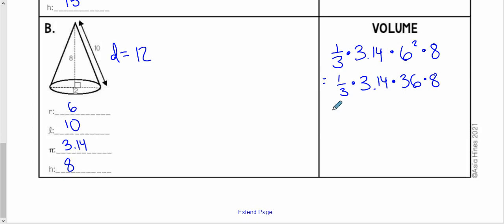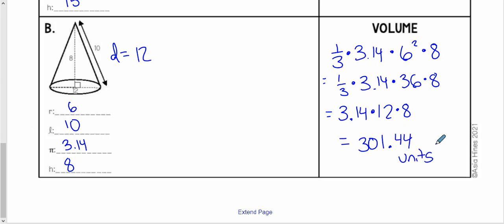And again, I can make this simpler before I type it in the calculator. You could just type the first row as is. Writing that down would be showing your work. Let's show you that if you multiply 1/3 times 36, you can just type in 3.14 times 12 times 8 to get your answer. 3.14 times 12 times 8. And get 301.44 units cubed.